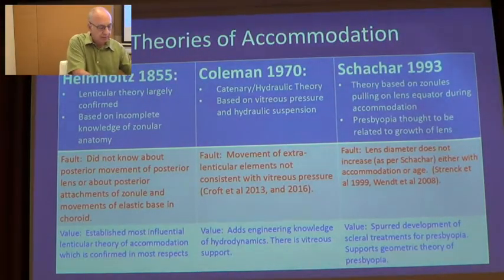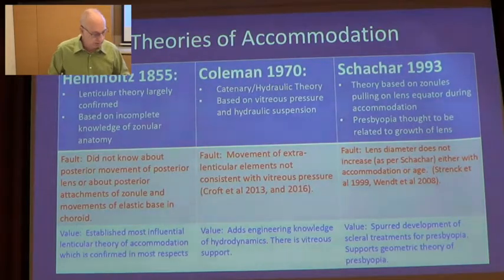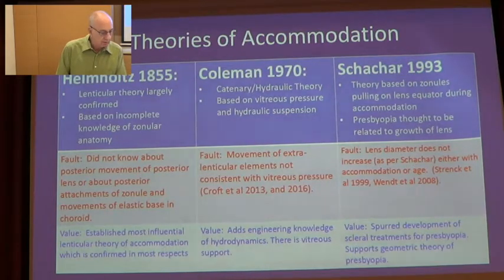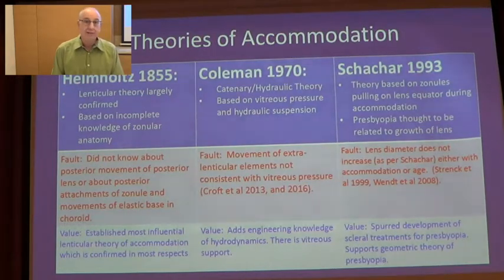There's three main theories which still drive our discussions. None of these theories is completely correct. The Helmholtz lenticular theory is largely confirmed, although there was incomplete knowledge of the zonular anatomy. Helmholtz did not know about the posterior movements of the lens or about the posterior attachments of the zonule or movements of the elastic base in the choroid.